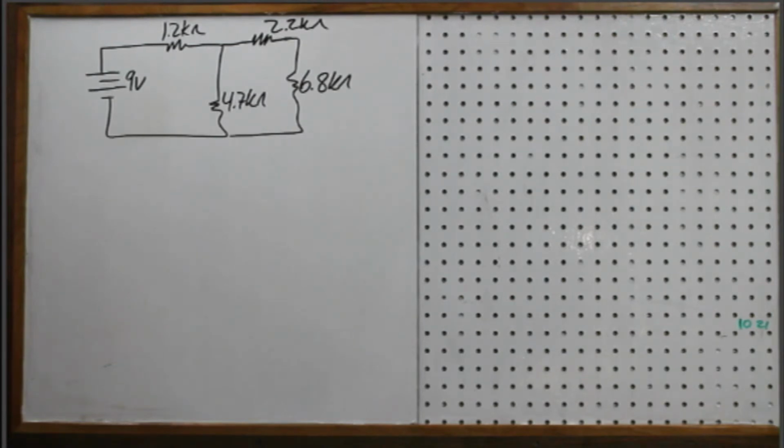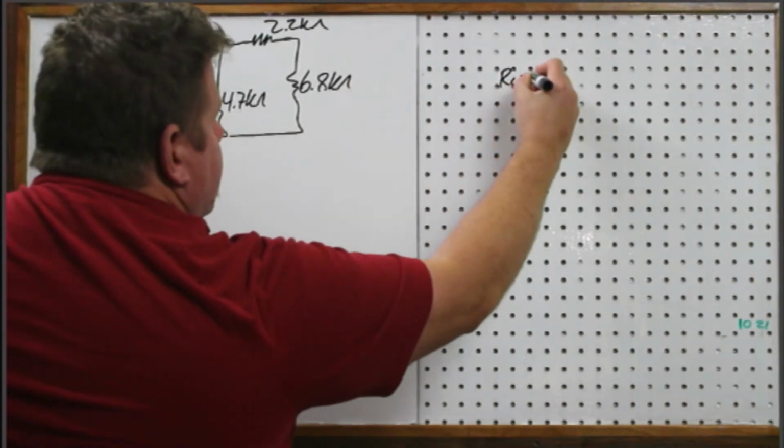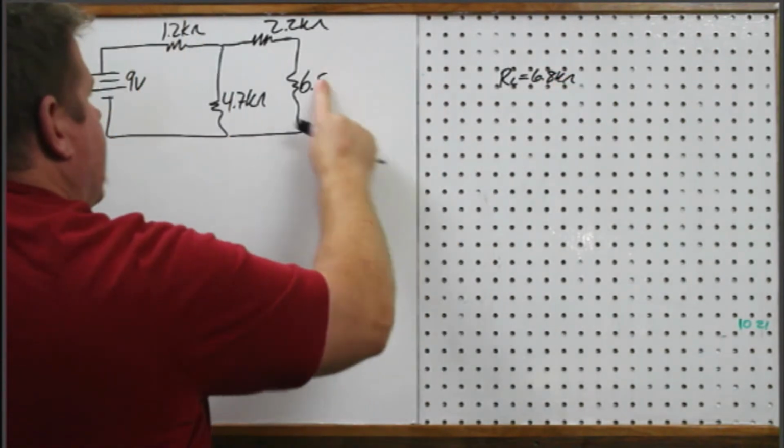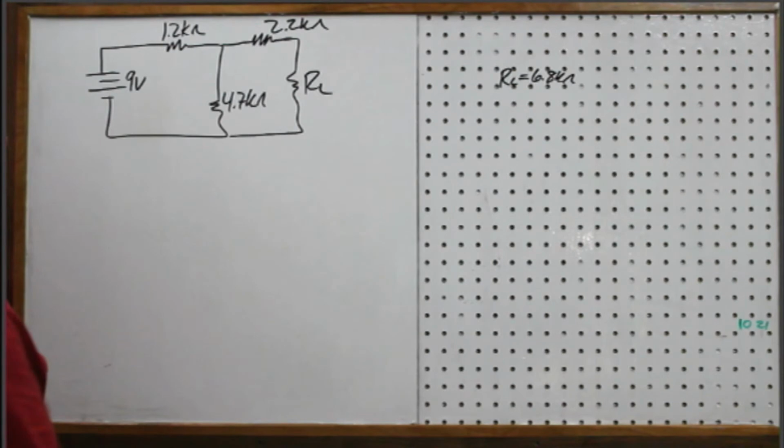So it's the same series parallel combination network. First thing I'm going to do, if I assume that this is my load resistor, I'm going to say RL equals 6.8K. Sometimes I'll just have an RL here, and I don't even tell you what it's supposed to be.